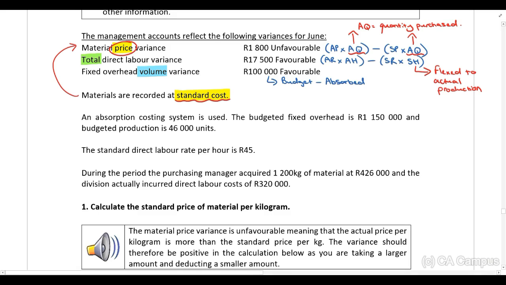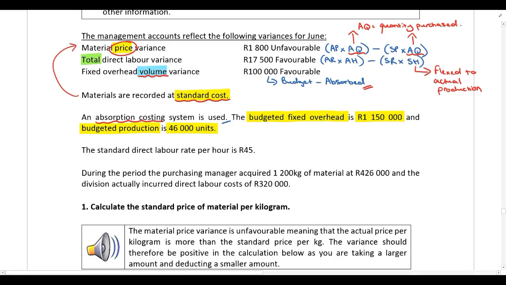We are then told that an absorption costing system is used. However, we know that an absorption costing system is used because you've been given the fixed overhead volume variance. Remember, if variable costing is used, we can't calculate an absorbed overhead, meaning that you can't calculate a volume variance. If variable costing is used, we can only calculate a fixed overhead expenditure variance. So if we have a volume variance, it means that absorption costing is being used. You've then been given the budgeted fixed overhead, which is 1,150,000 Rand, and budgeted production is 46,000 units.